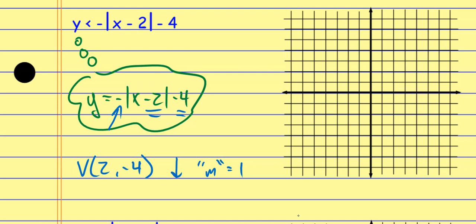Okay, that's my shortcut for graphing these, and so I plot that. Ready? 2, -4. It's right here. It opens down with a slope of 1 in each direction. Okay, and really it's a slope of 1 and -1. That's kind of like slope. And now I just have to decide, is this a solid line or a dotted line? Well, there's no equal to condition, so it's a dotted line for each of these.